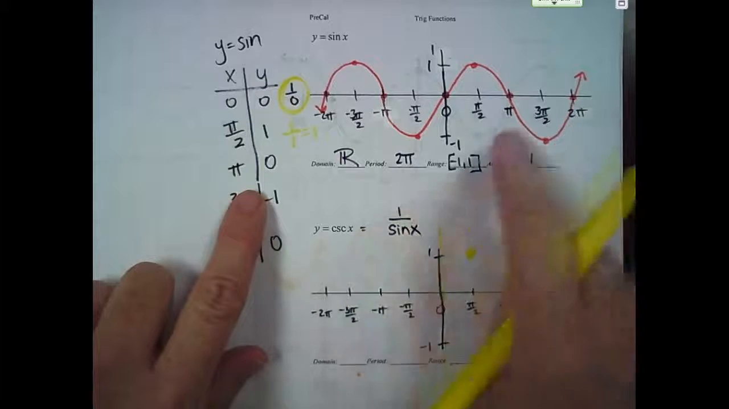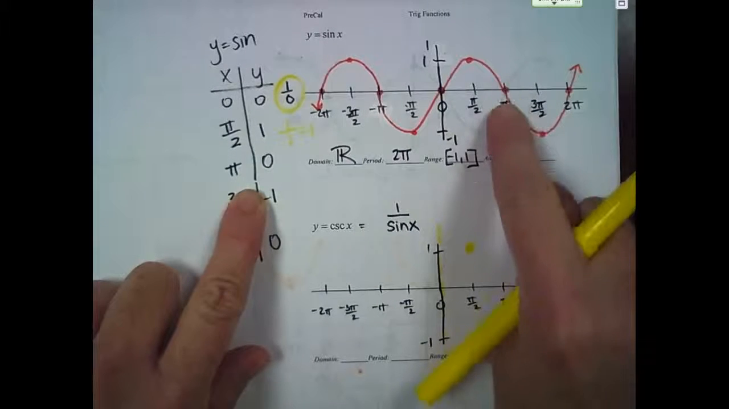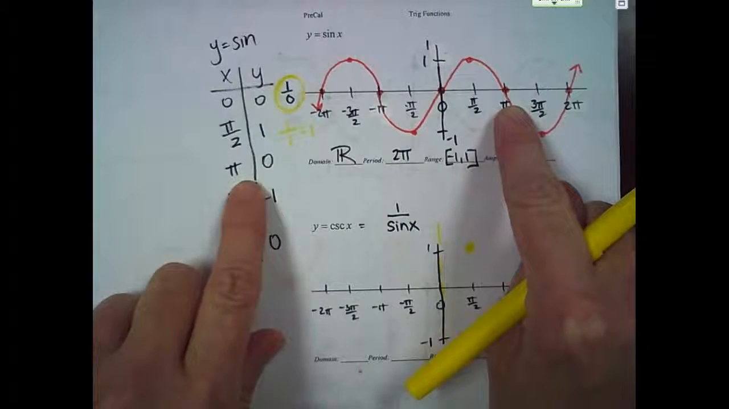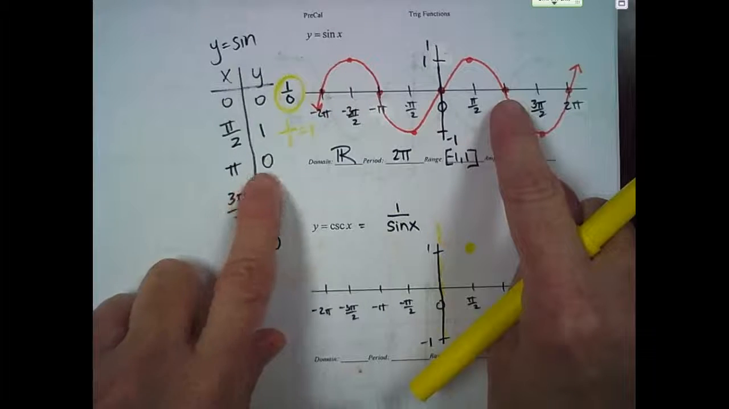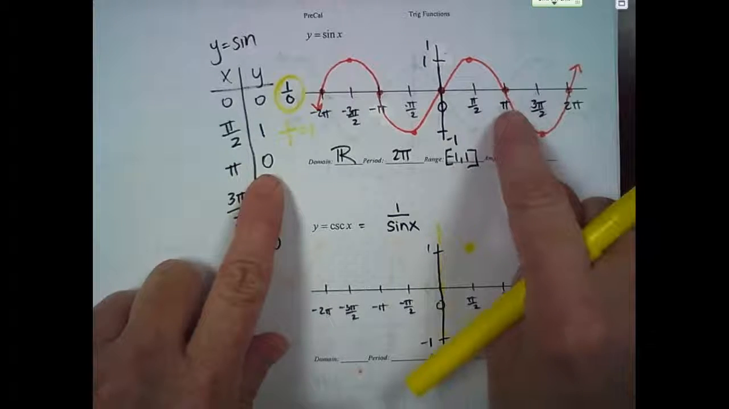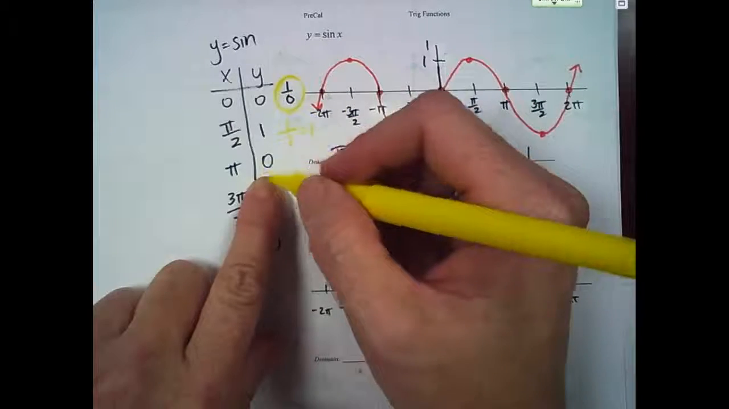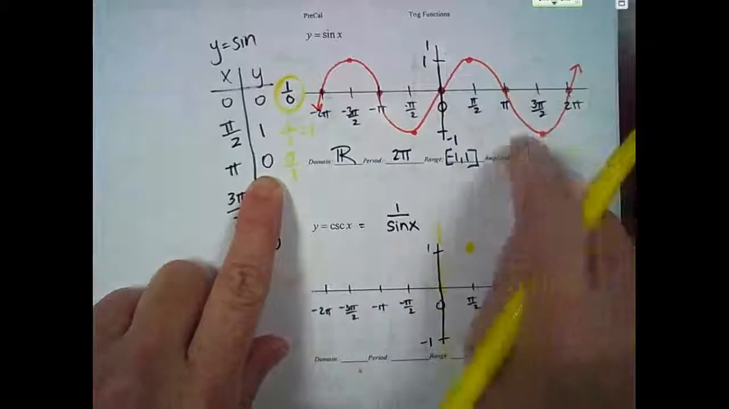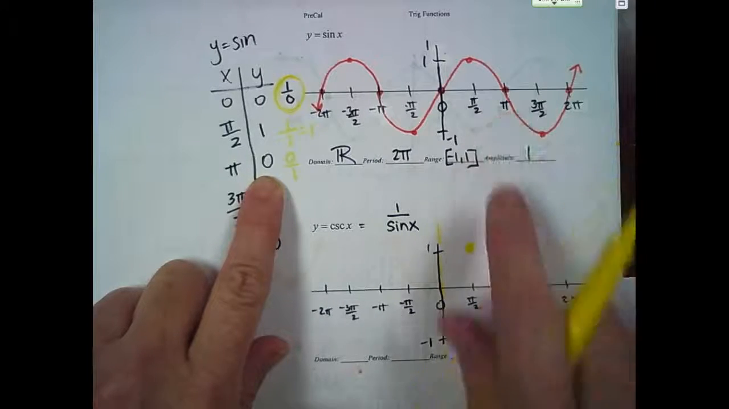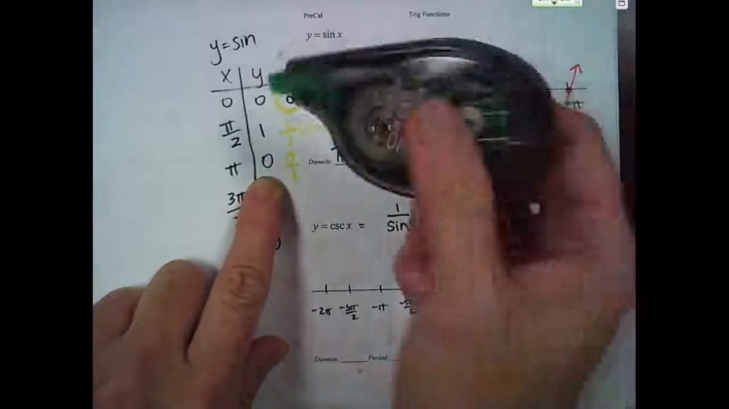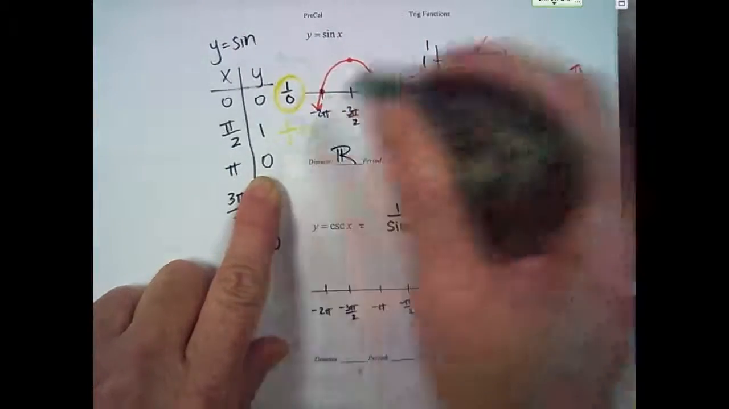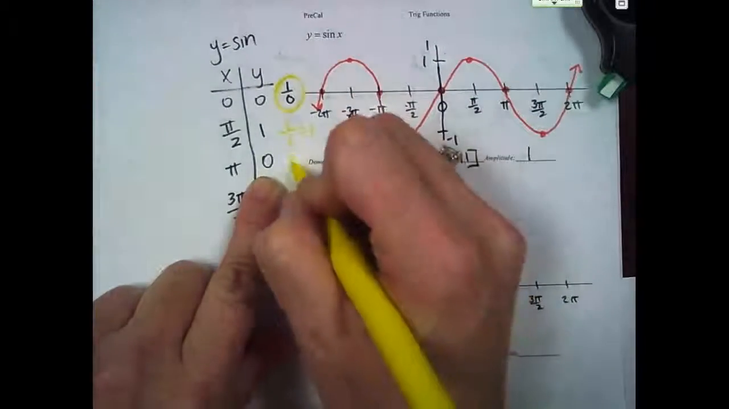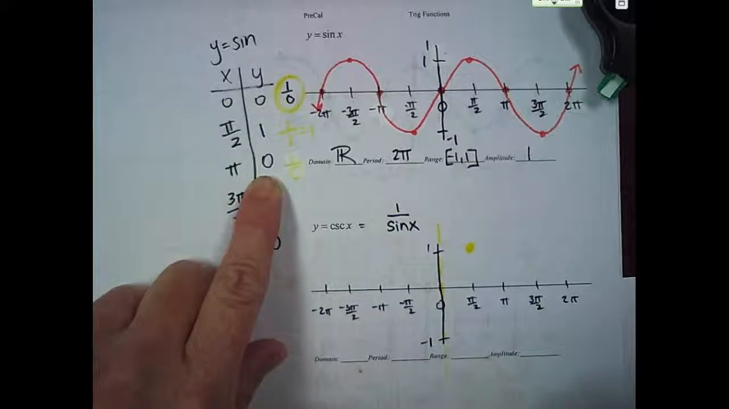What's my next stop, guys? I can follow it here. I'm at 0, and then I've got it over here too. Notice that my hands are in 2 spots. Here it is. I put in pi, I got 0 out, and here's the point. Pi, 0. You see it? I have 0 over 1, I forgot to flip it. So it turns into 1 over 0. What is 1 over 0? Undefined.